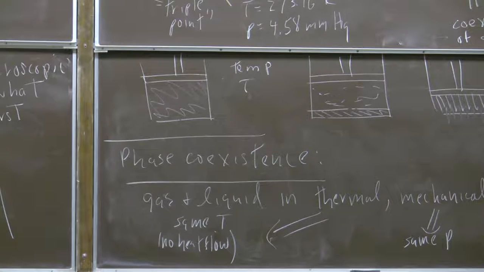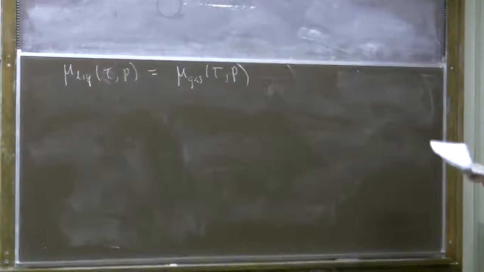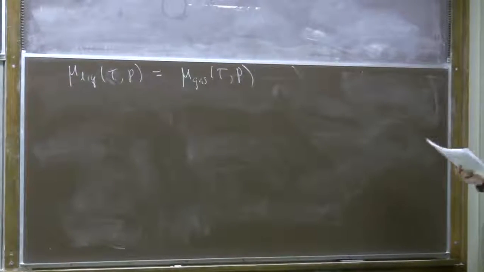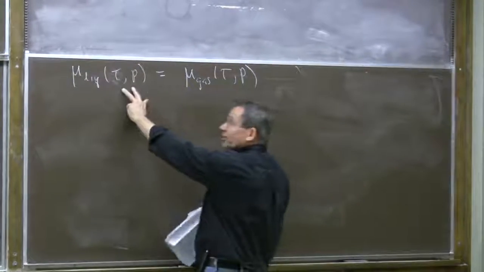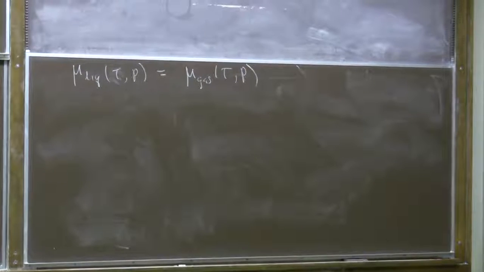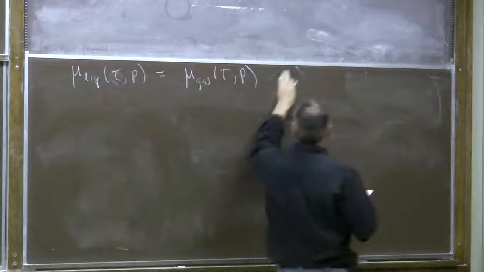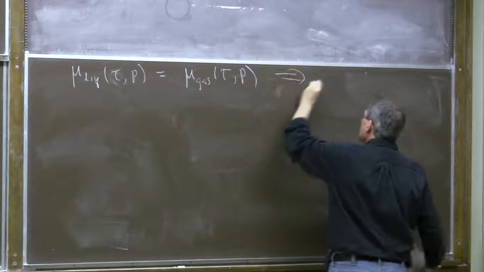Okay, so that means we can find how the coexistence curve varies in the temperature-pressure plane by considering that when we change the temperature a little bit, then we have to change the pressure accordingly so as to maintain the diffusive equilibrium. Now this determines the coexistence curve.